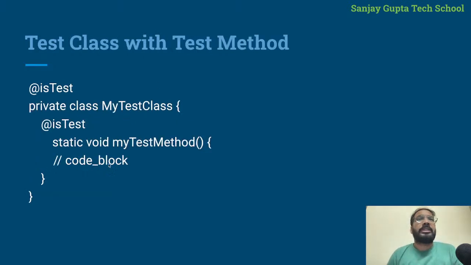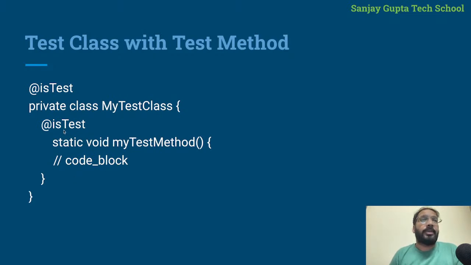Okay, so this is the complete class, how you will be writing your test class. Whenever you write your test class, you will be writing @isTest in the beginning of the class. Then the test class can be private because you won't be accessing its methods in any other class. So you can define your test class as private, then provide the name of the class.